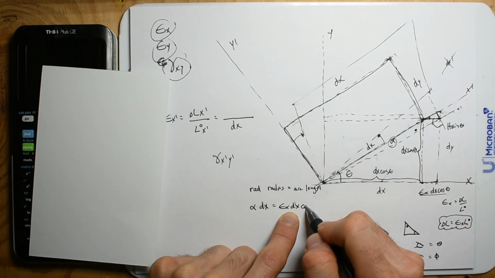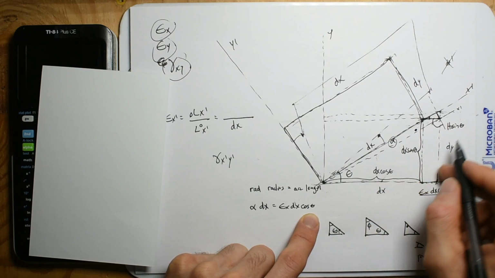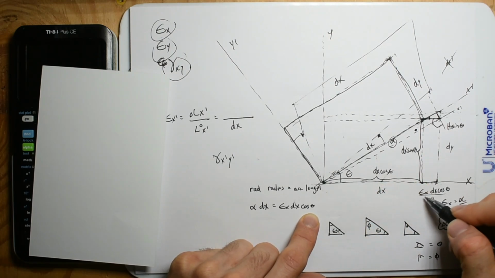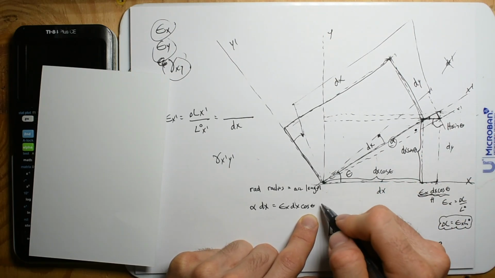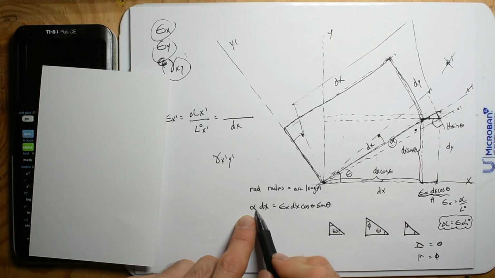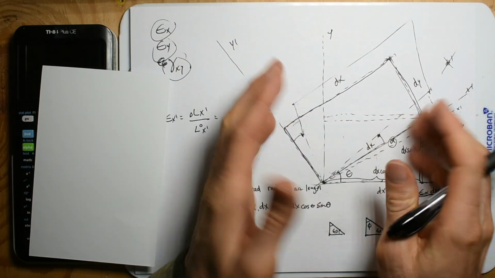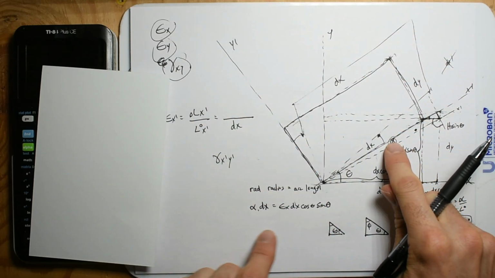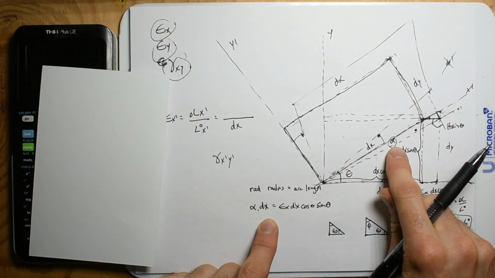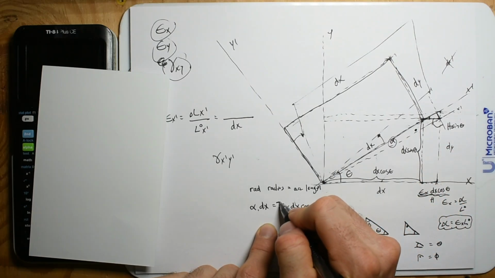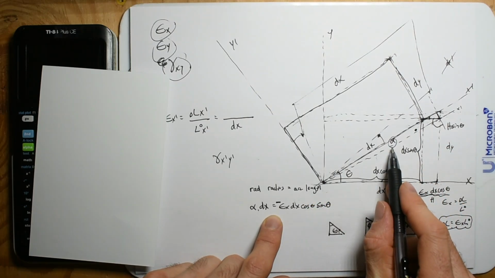Strain in the x, dx cosine theta. And this is the hypotenuse right there. And then sine theta. So that's my first alpha term. And guess what direction it's in? It's not making this positive shear. This is actually making this negative shear. So now you have to put a sign on this of negative.